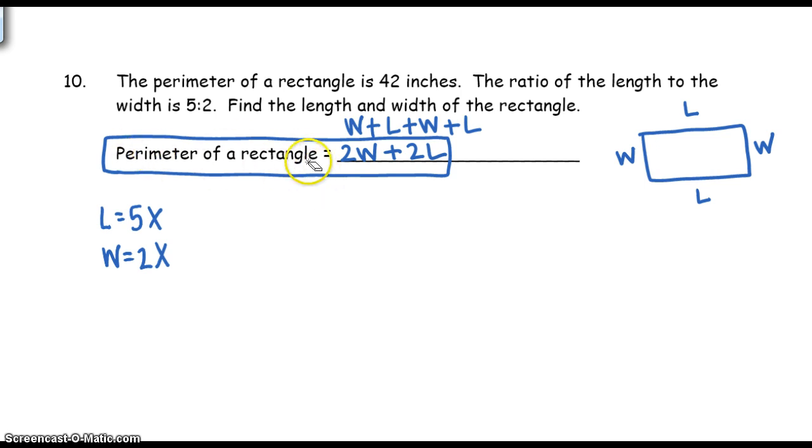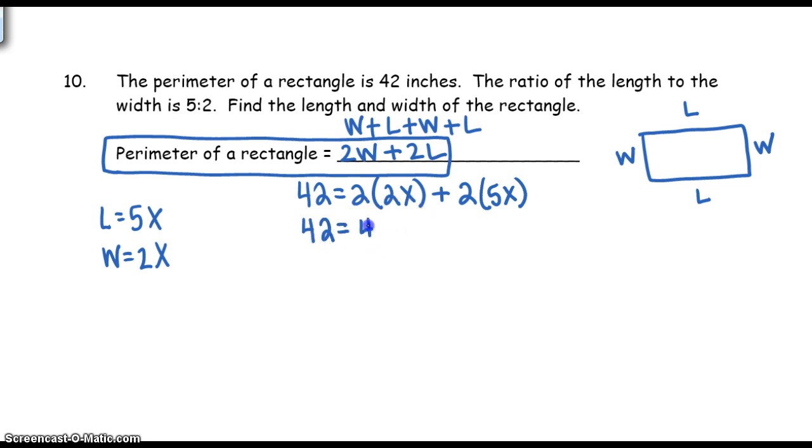First, what's the perimeter of the rectangle? Did they tell us? They did, right here. It's 42. So 42 equals 2 times W. What is W? Over here, it's 2x. Plus 2 times L. And then what's L? Over here, it's 5x. Just like that. So now let's keep working out this equation.